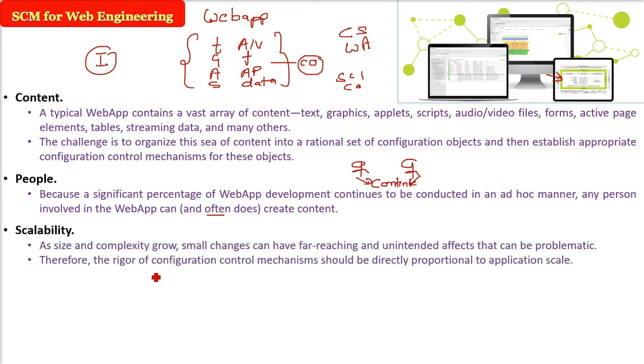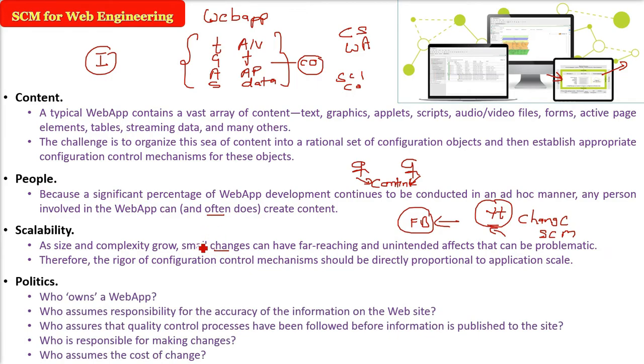So scalability is important, because have you thought about Facebook? Have you thought about YouTube? When Facebook came, how many users were there? When YouTube came, how many users were there? Now worldwide, everyone has a Facebook account, everyone is using YouTube. So as the size and complexity grow, even smaller changes can have very far-reaching, global and unintended effects that can be problematic for the business and for the software team also. Therefore, there has to be a properly made and managed configuration control mechanism, directly proportional to the application scale.